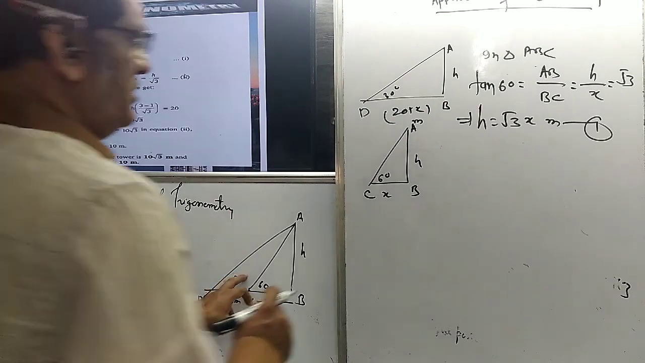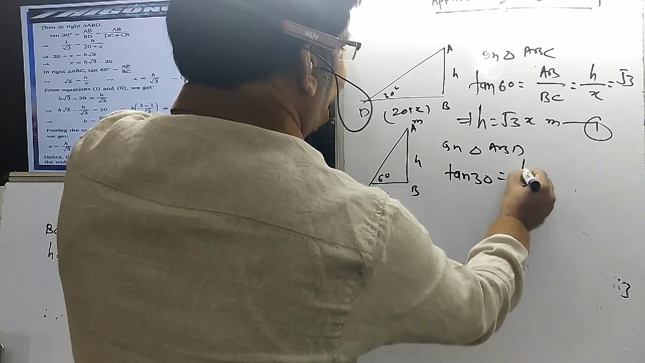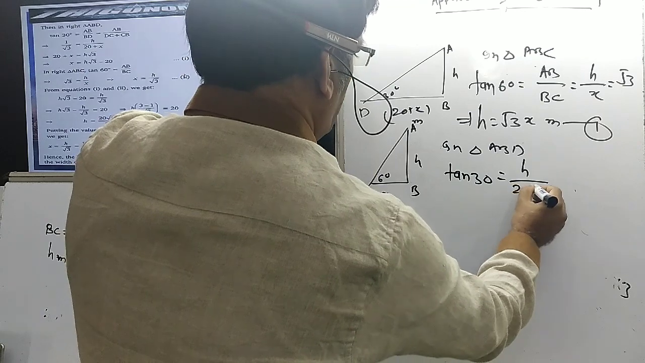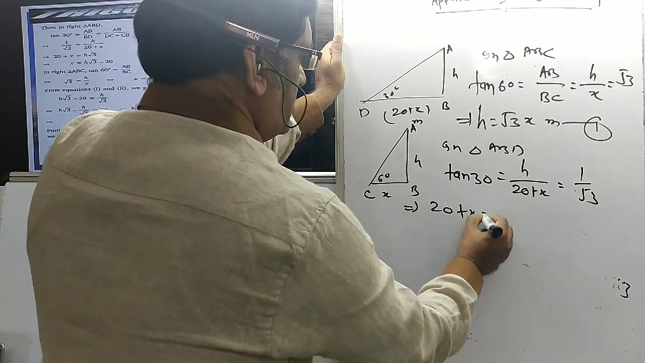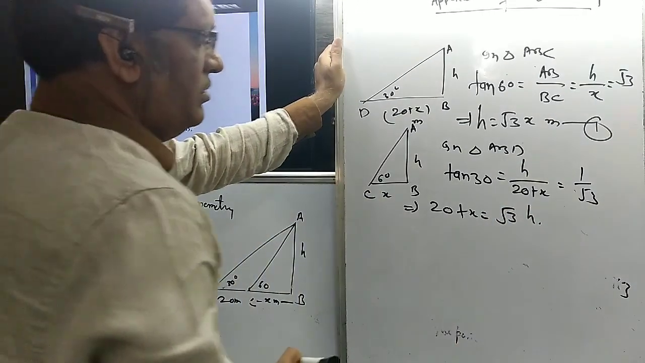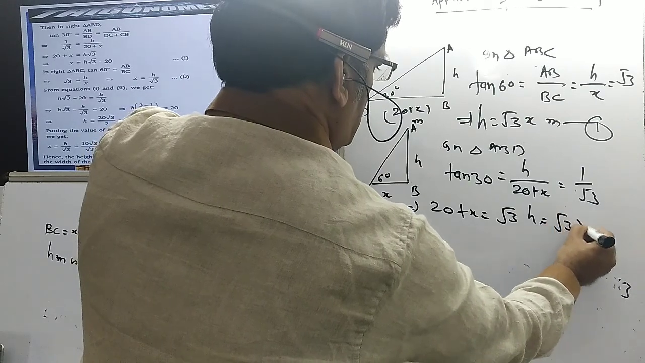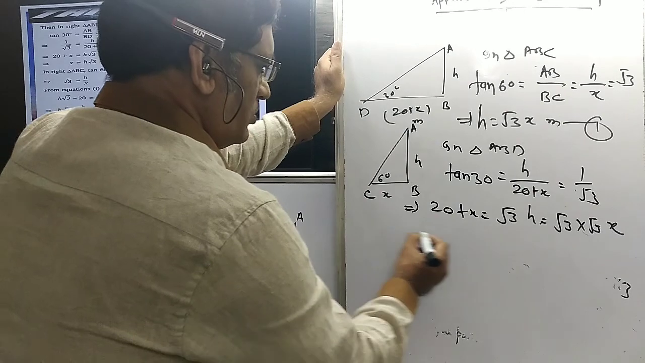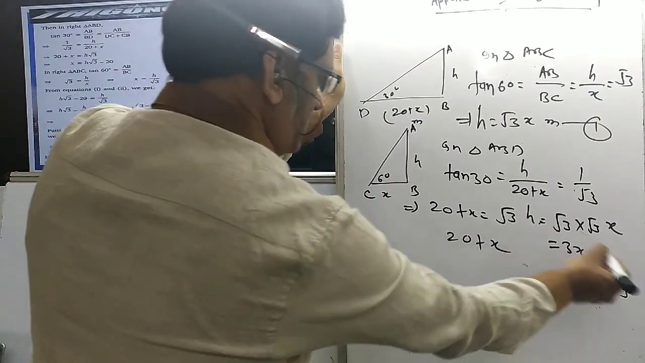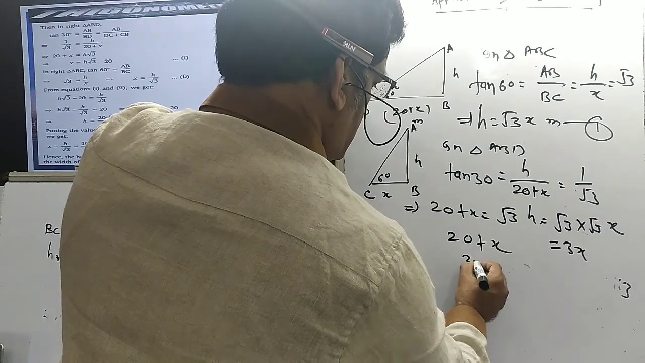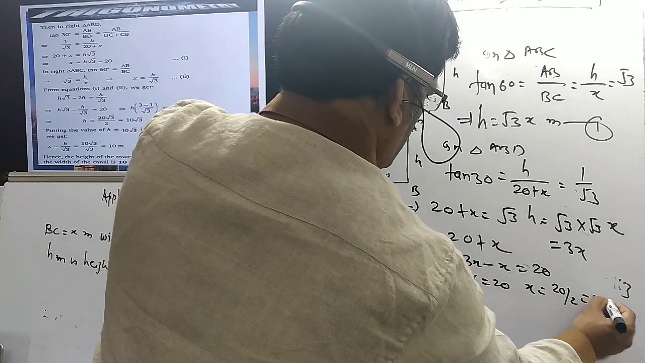Now in the second triangle ABD, tan 30 equal to h, that is AB by BD, that is 20 plus x, but you know that tan 30 equal to 1 by root 3. It implies 20 plus x equal to root 3 into h, but you know that h equal to root 3 x. So root 3 into root 3 x is equal to 3x. 3x equal to 20 plus x. Implies 3x minus x, that is 2x, equal to 20. So x equal to 20 divided by 2, that is equal to 10 meter.